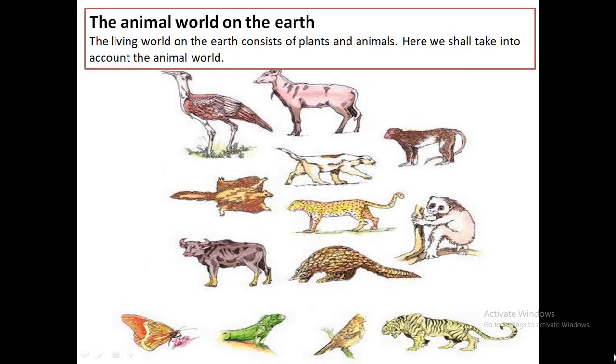Let us move on to the next topic, the animal world on the earth. The living world on the earth consists of plants and animals. So children, when multicellular organisms were formed, varieties of animals were formed with the help of unicellular organisms. The size of their body, the structure, their color are different from each other. Some stay on land, some can fly in the air, some can stay in the water. They all are different from each other.